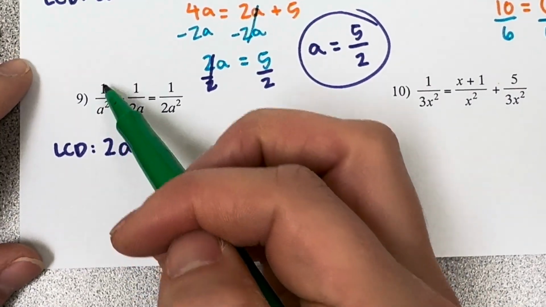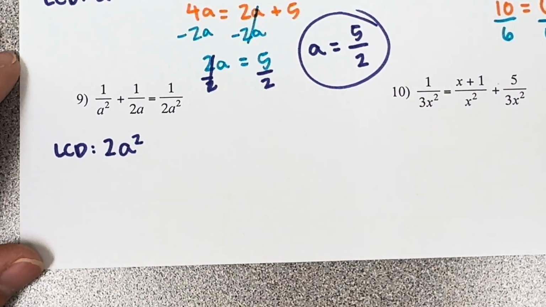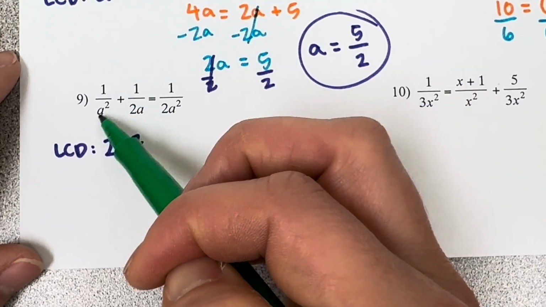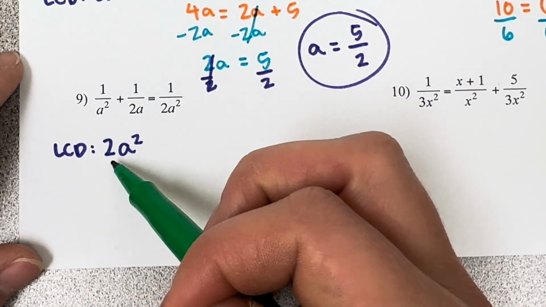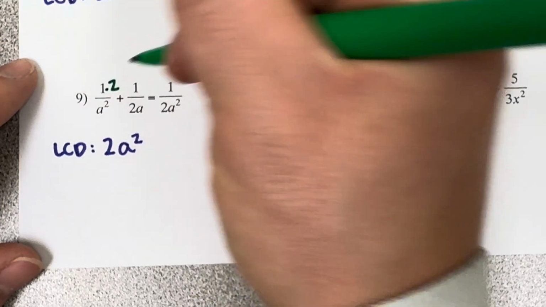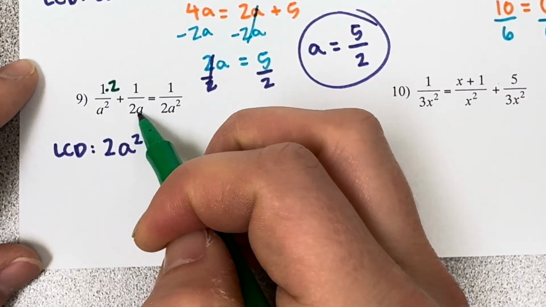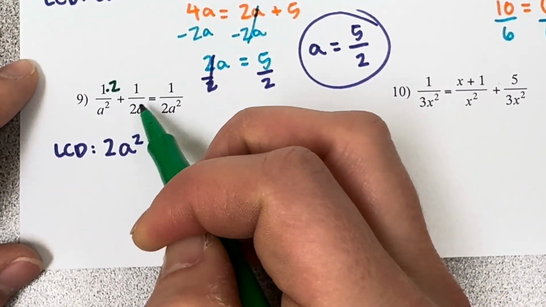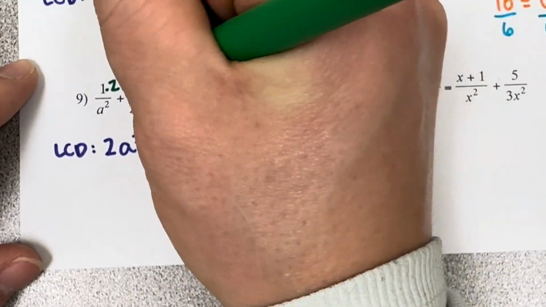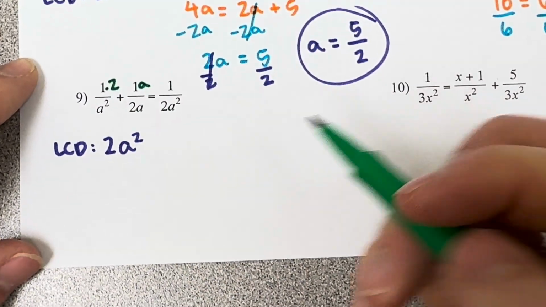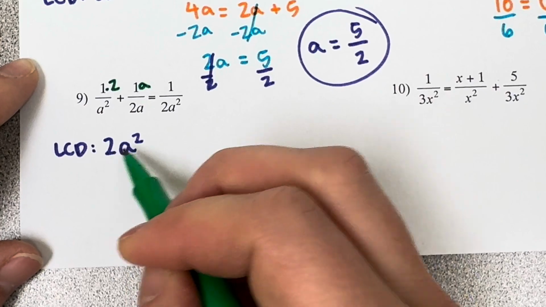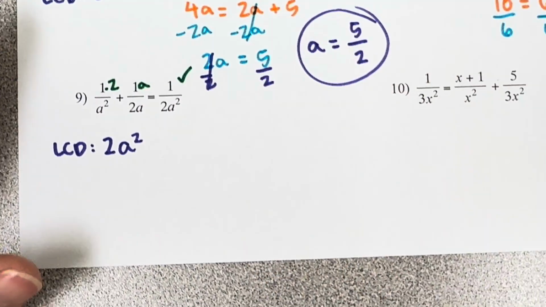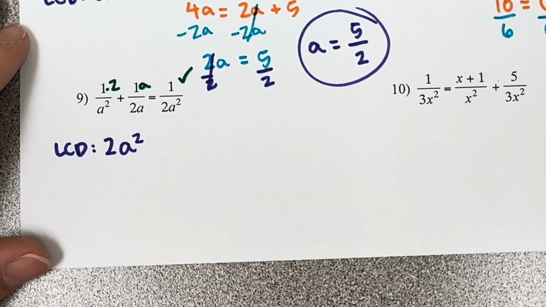Okay, so let's multiply the piece that each fraction is missing. My first fraction has the a squared, it needs the 2, so multiply by 2. Second fraction has the 2 and 1 of the a's, which means it needs the second a, so multiply an a to that guy. Third fraction has everything it needs. I don't have to multiply anything to that fraction.